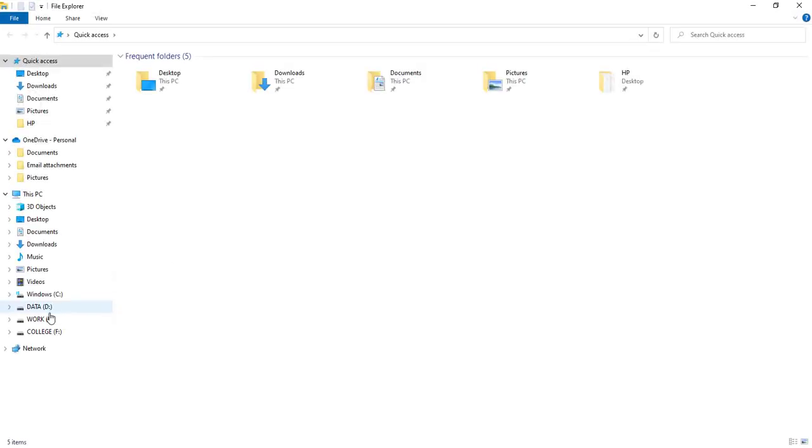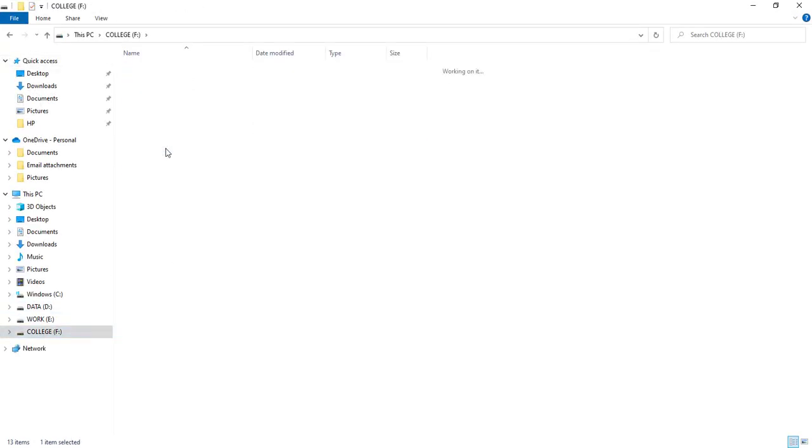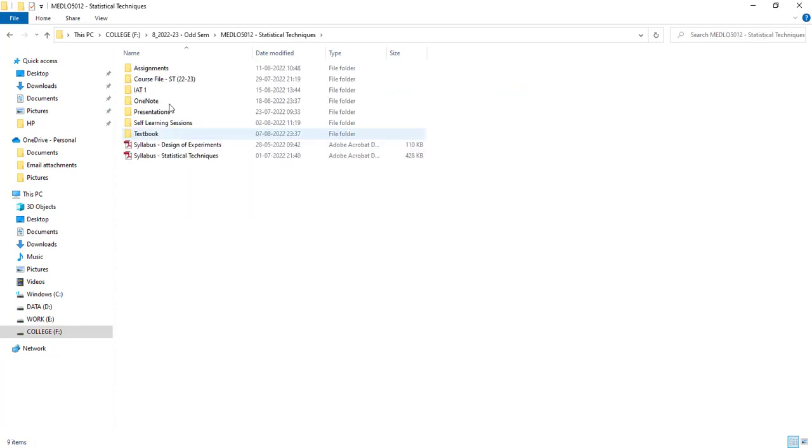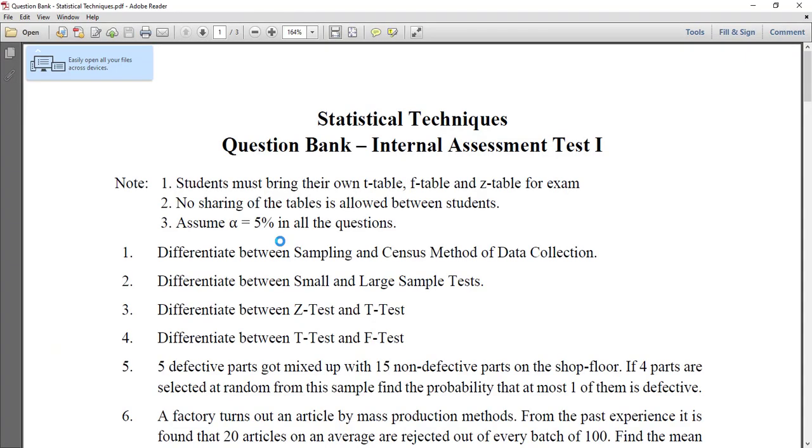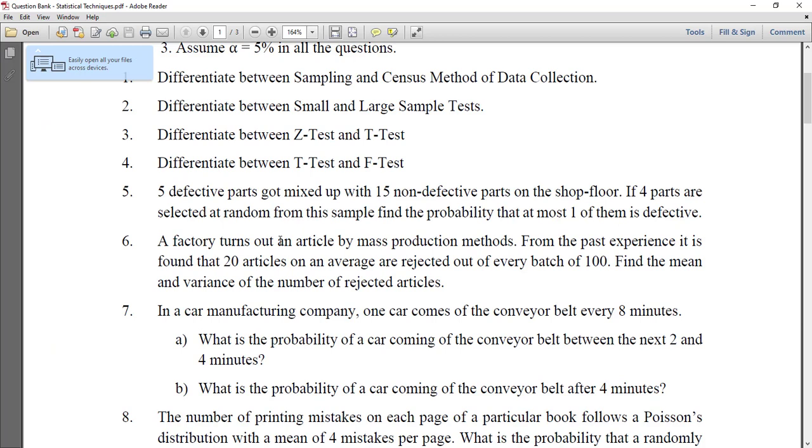Let us take one example. What can be the example? I will take one example from our question bank only. Right? So let us open. Okay, so let us say this is our question bank. Let us look at question number 5. Question number 5 is of binomial distribution. So what are they saying?